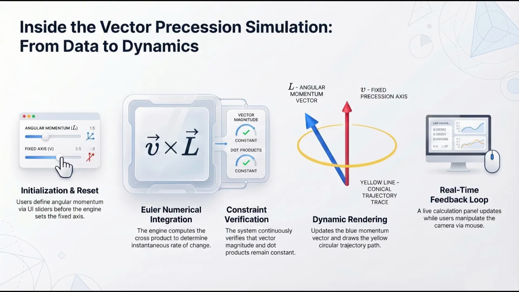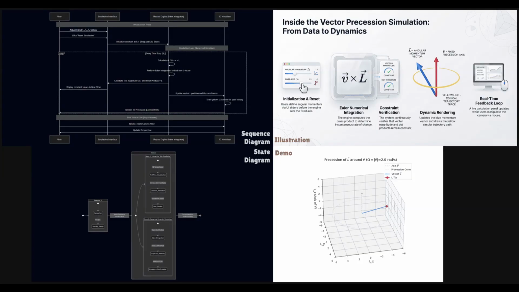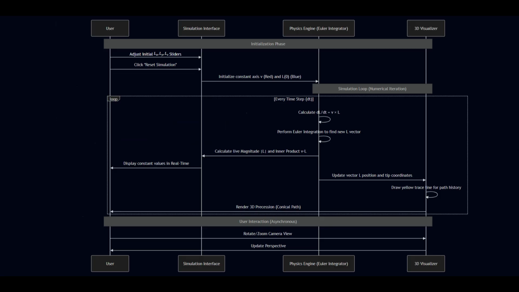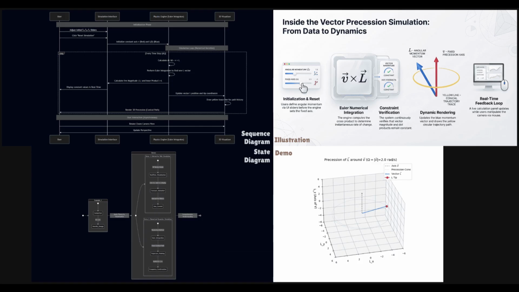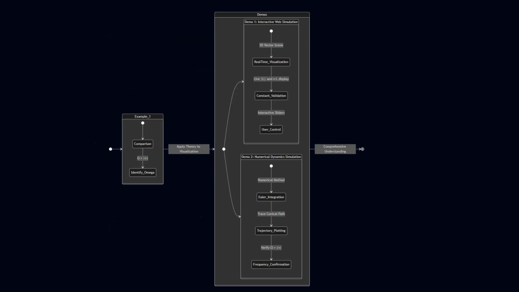The first demo focuses on interactivity, allowing users to manipulate the environment and see real-time verification of those constant physical properties. The second demo focuses on computational dynamics, using a step-by-step numerical method to verify that the vector traces a perfect conical path as predicted by the theory.